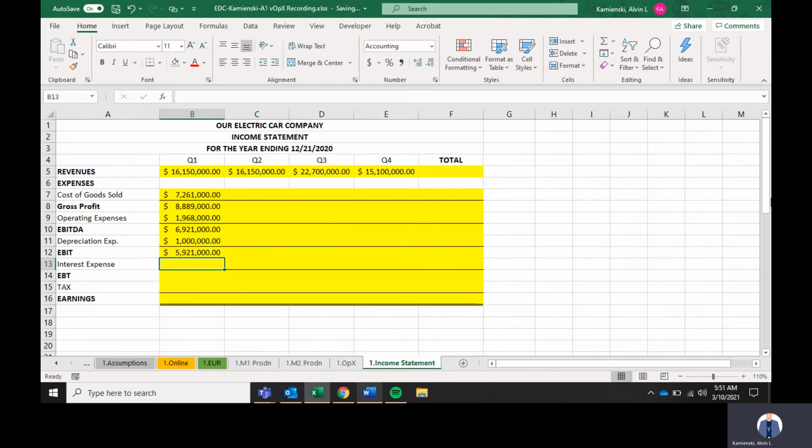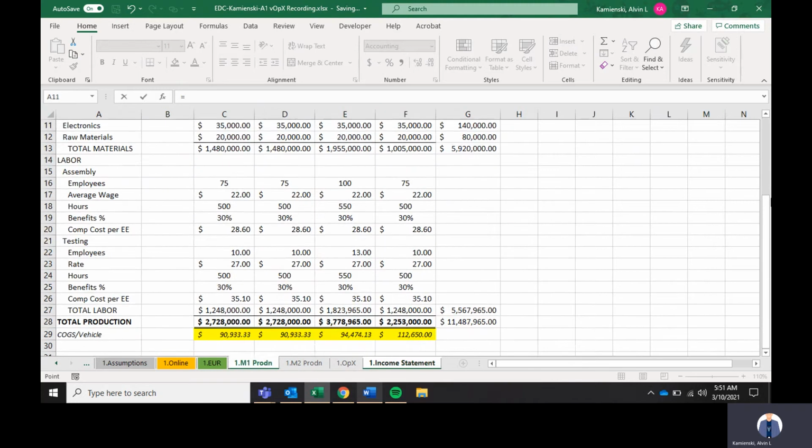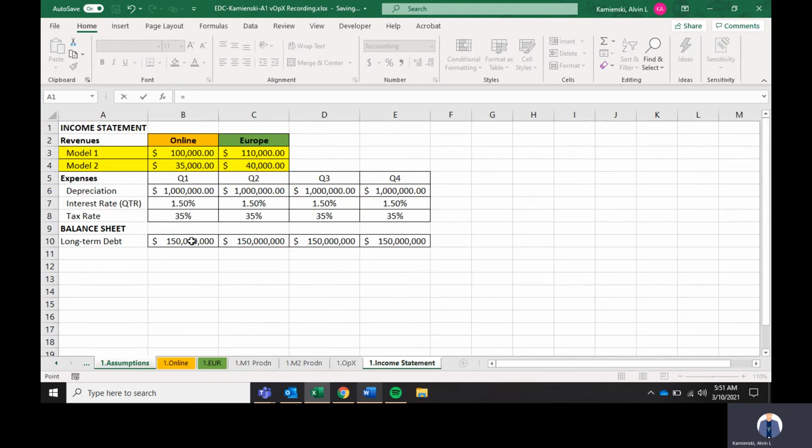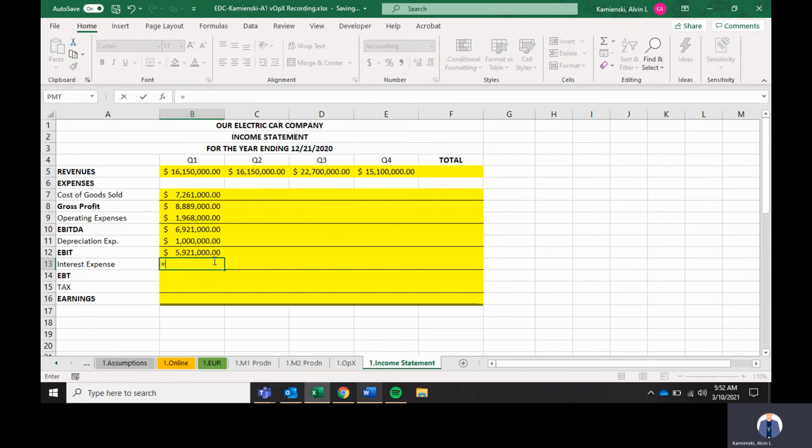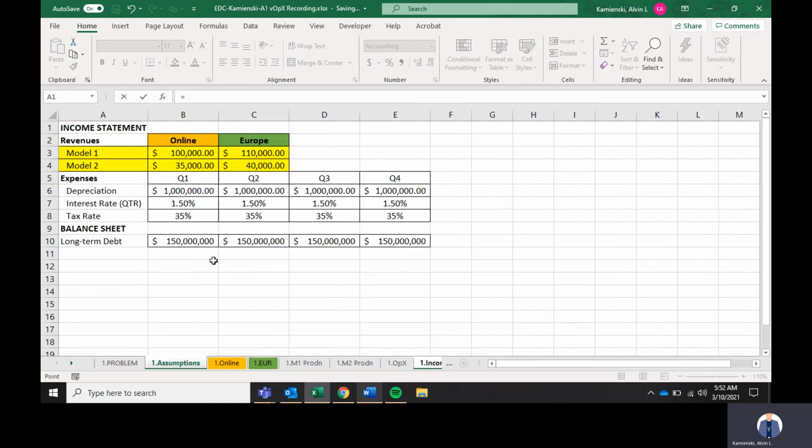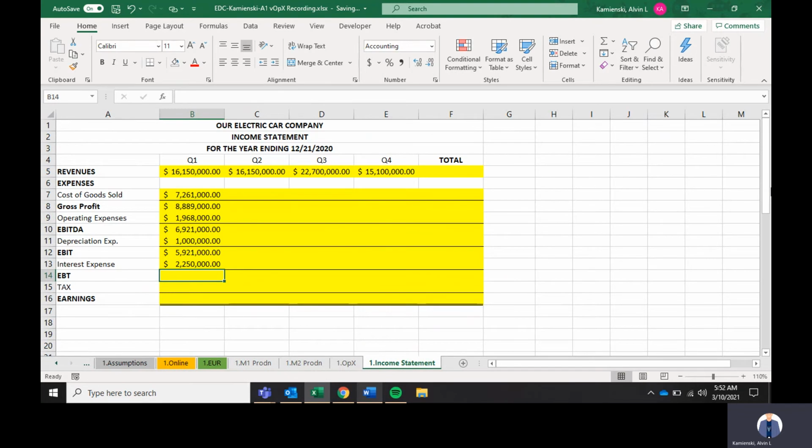Interest expense is going to be calculated as being equal to, off my assumptions page, I'm carrying... Sorry, I hit the wrong button there. Let's try that again. I have $150 million in long-term debt, multiplied by a 1.5% interest rate per quarter. So my interest costs are going to be $2.2 million in change. My EBIT minus my interest expense will give me my EBT.